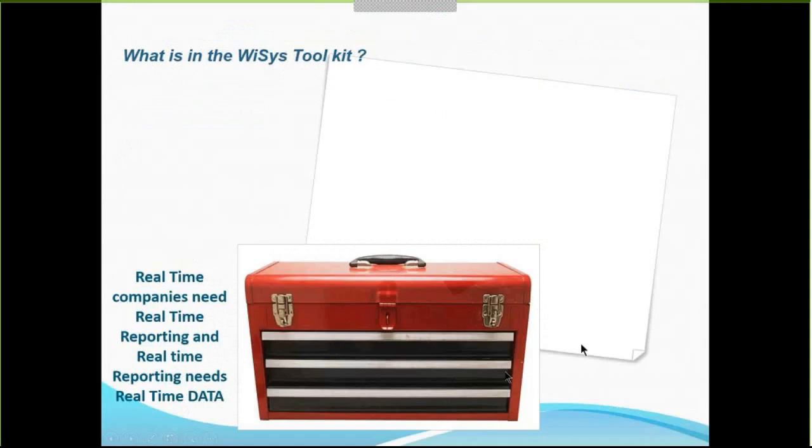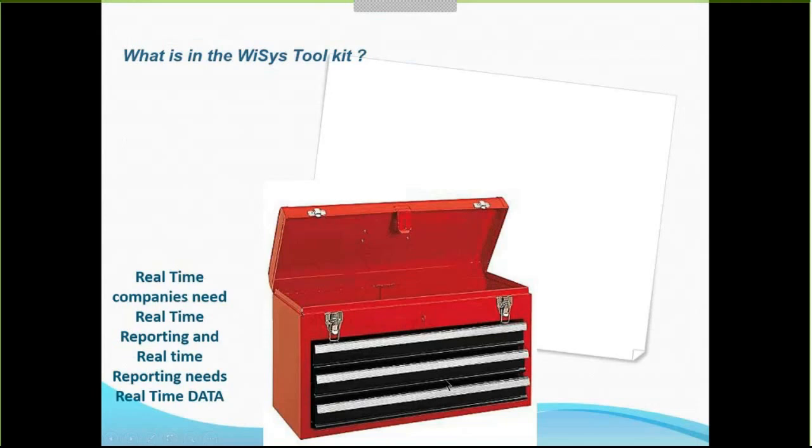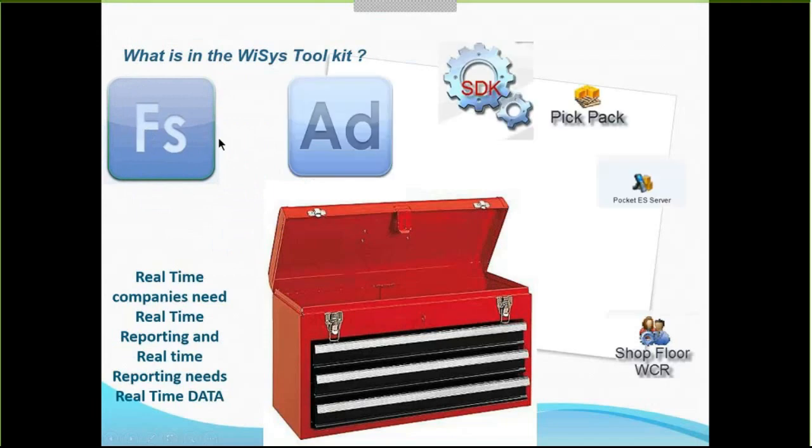So what comes in the WiSys toolkit? This is kind of an ancient slide, but it's kind of cute. So let's open the toolbox and see what we have. We have a tool we haven't talked about today called Form Studio. Then we have a tool called Design Studio that we looked at. We have our SDK, which is the business objects, and then we have shipping and our warehouse management system, POP, and shop floor tools. The point of this whole slide is that real companies need real-time information, and to get real-time information and real-time reporting, you have to have real-time data. So you have to have flexible, dynamic tools to work with.